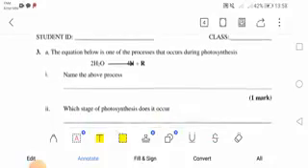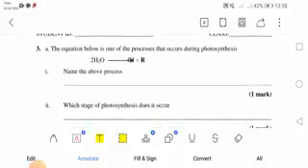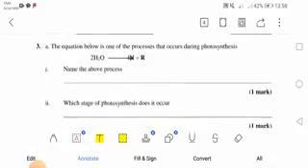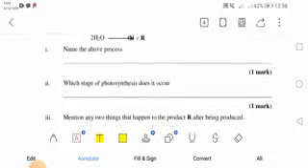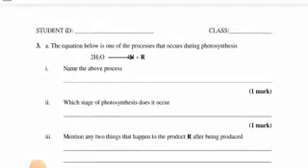In the light stage, water is split into hydrogen and oxygen. So name the process. That is photolysis. The process is known as photolysis, the splitting of water into hydrogen and oxygen. Which stage of photosynthesis is this one? This stage is the light stage. On the equation, R actually is oxygen, since water is being split.